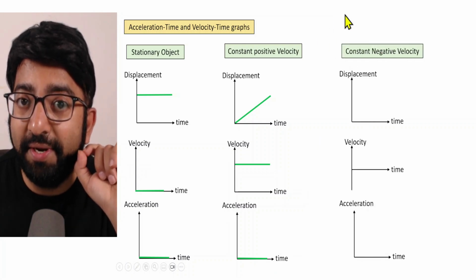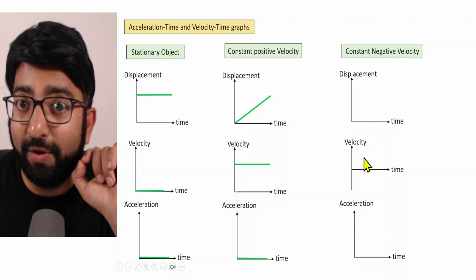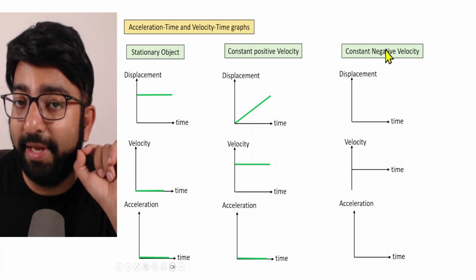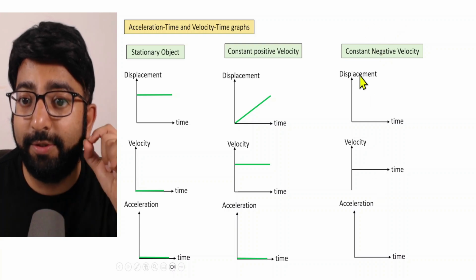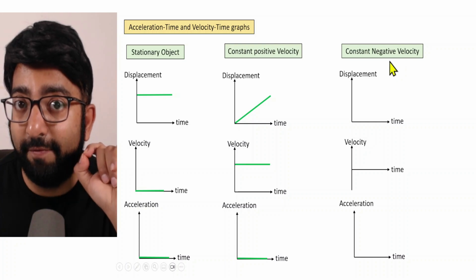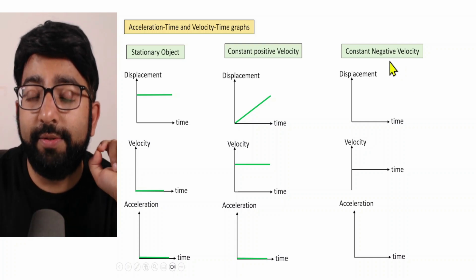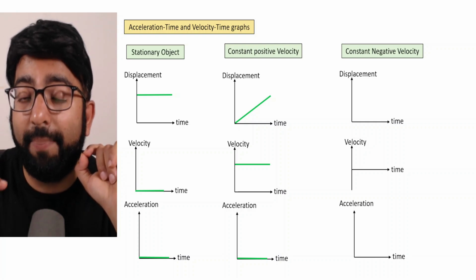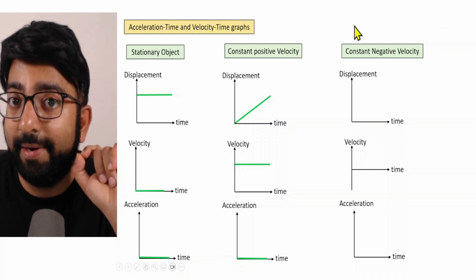Case 3, constant negative velocity. Velocity is constant, so it will be a horizontal line. But since it is negative, it will be below the time axis. But what about the displacement time graph? Since the velocity is negative, we can say the particle is going to the left hand side. Hence, the value of displacement is actually decreasing, but at a constant rate. Why is the rate constant?